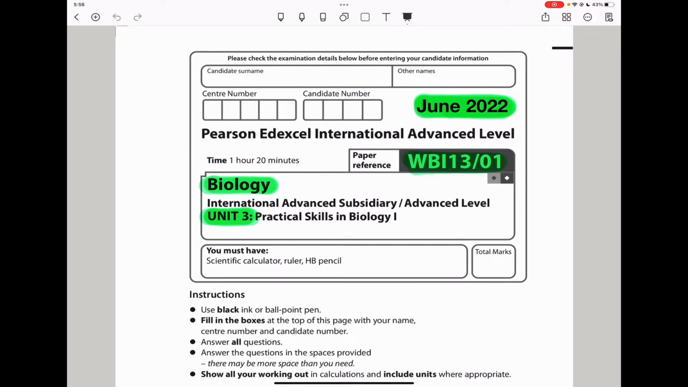Today we are doing the Pearson Edexcel International A Level Biology Unit 3 for June 2022. Let's begin with question 1.